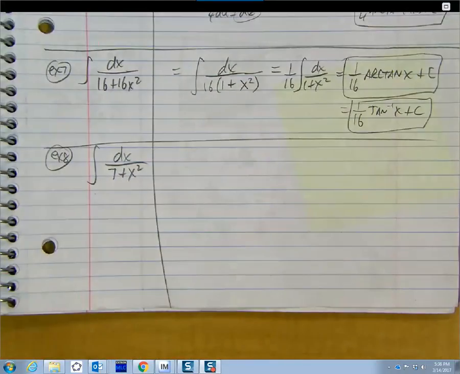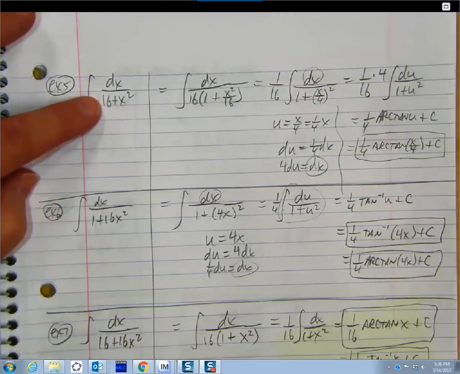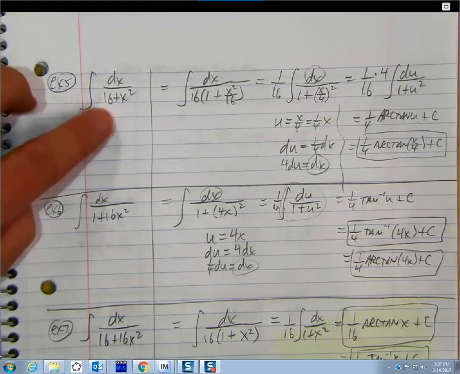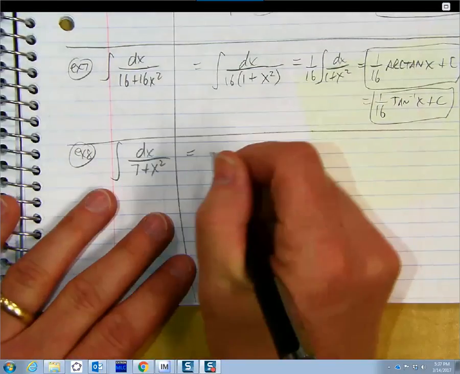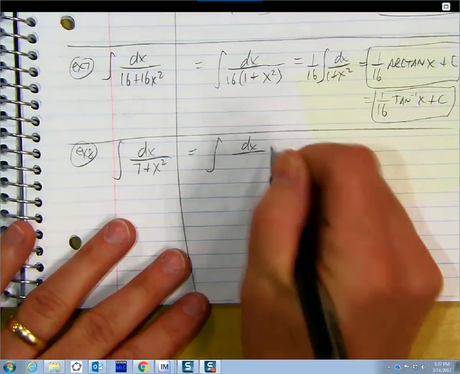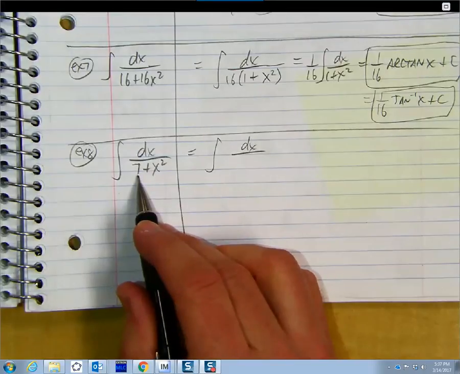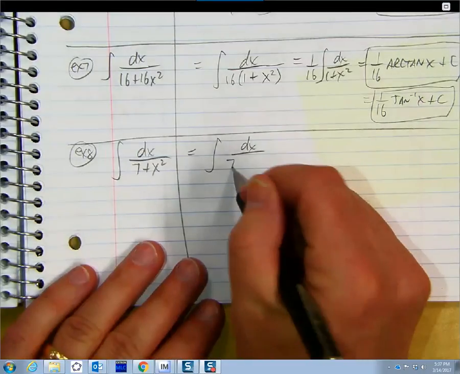That stinks, right? So, can we still do this? Is this similar to something we've done before? It's kind of like this 16 plus x squared right here. But what was special about the 16 is it's a perfect square. Here, not a perfect square. But it's cool. I can handle it. I still want a 1 right here. So I'm going to factor out a 7.